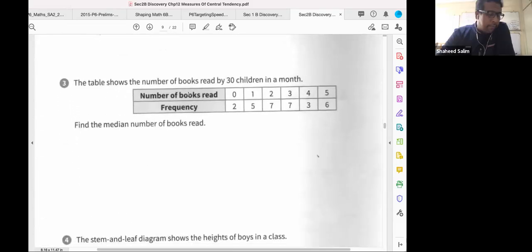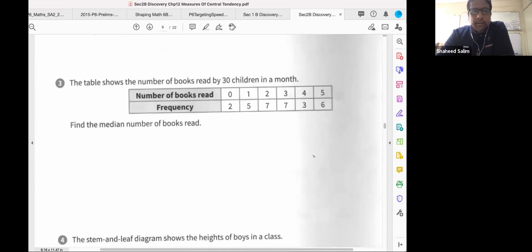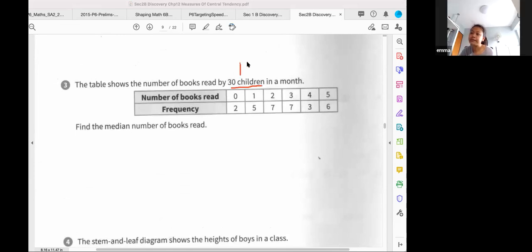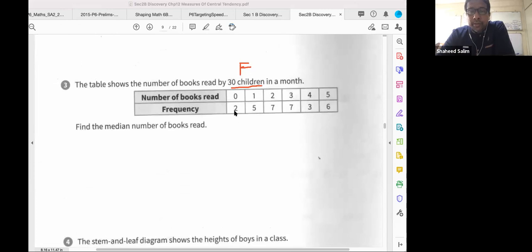Okay, number 3. Why don't you identify, tell me what is this? 30 children. Does it mean total frequency? Frequency. And this is also frequency. See, 2 plus 5, 7, 7 plus 7, 14, 14 plus 7, 21, 21 plus 3, 24, 24 plus 6, 30. Frequency. And then the number of books read, right?